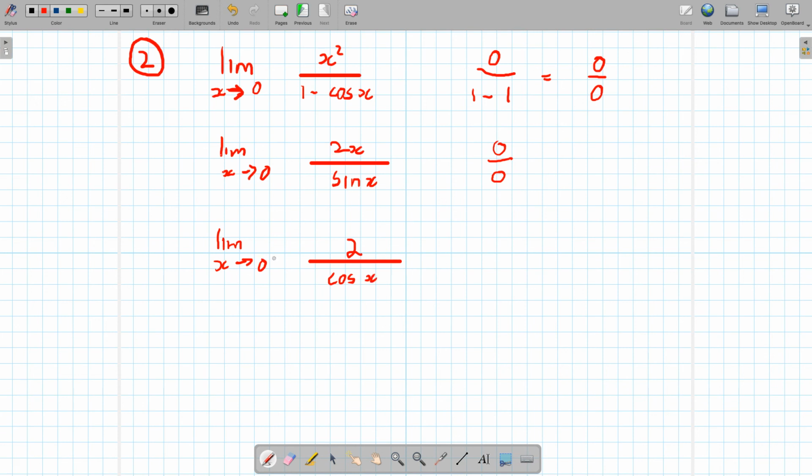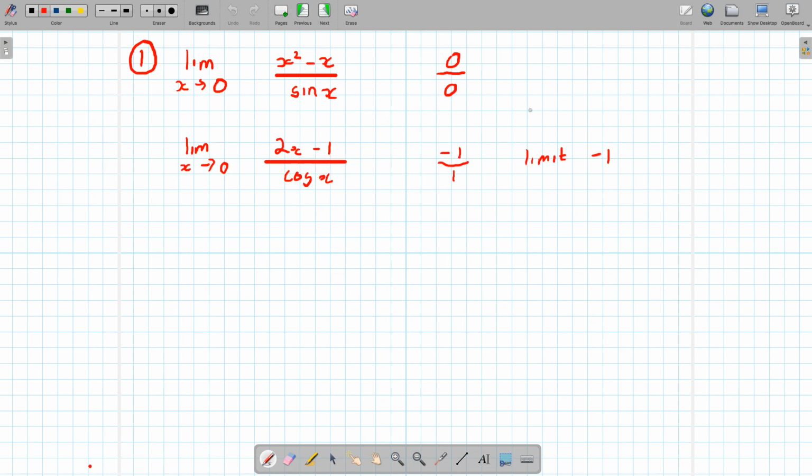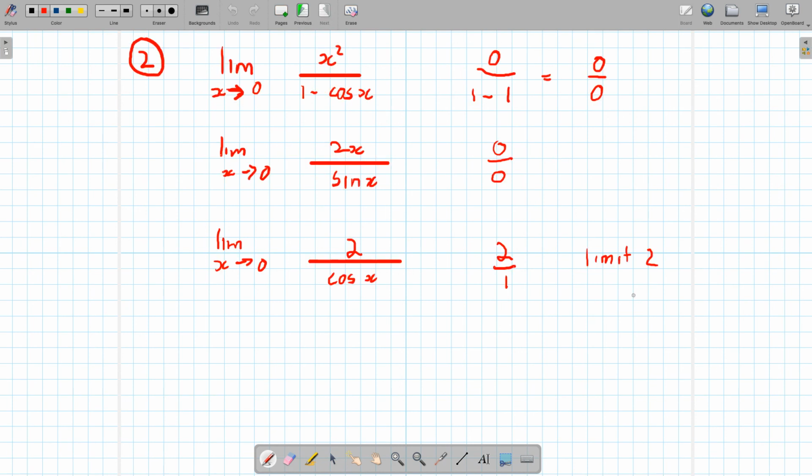So I put in 0 in here. Obviously this stays as 2, and we already know that cosine 0 goes towards 1. So this time the limit is 2. So you can see here that we've used L'Hopital's rule once in that first example, and in the second example we used it twice to get to our limit.